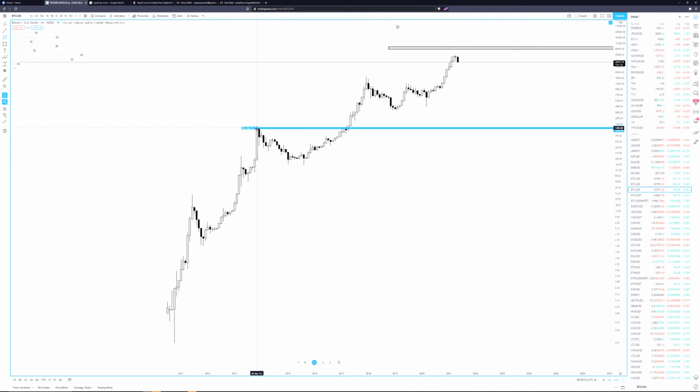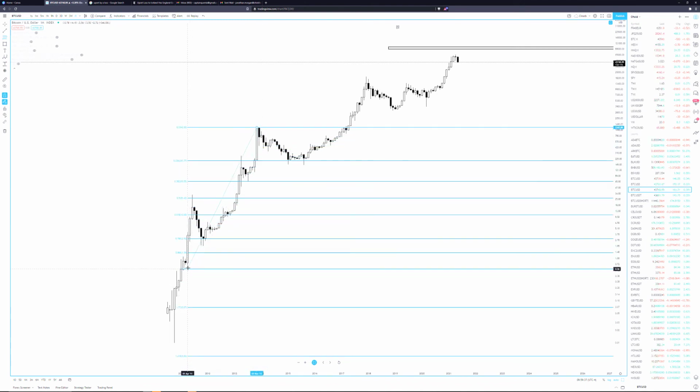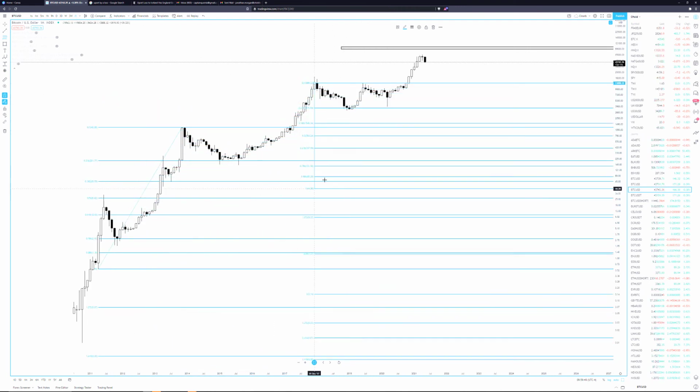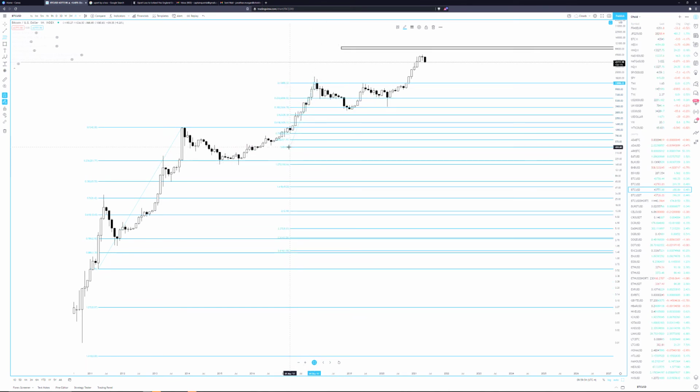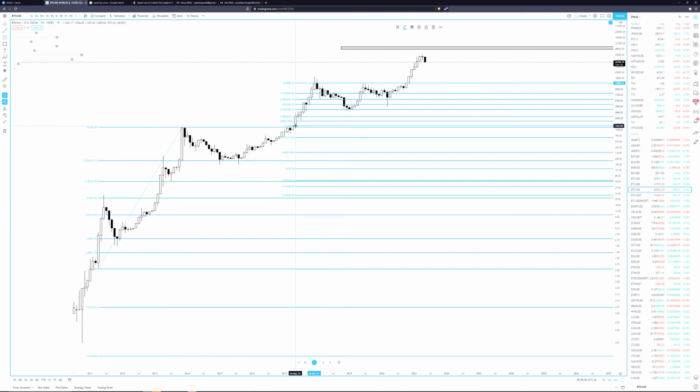So from the prior high, this was the Mt. Gox high in November of 2013. The strong bar of the move was back here. The market pulled back down to the 236. That's as far as it went. Then we look at the 2017. The strong bar of the move was actually, was it right here? Yeah, it was. And that market pulled down to the 618.